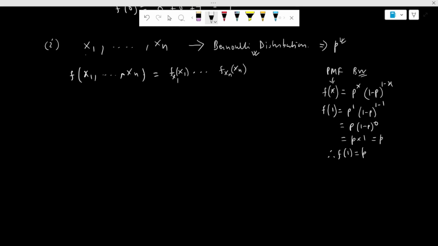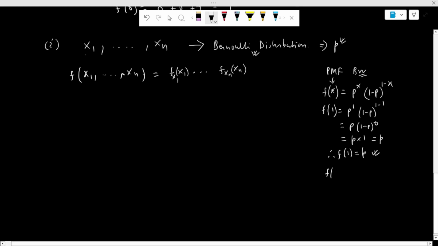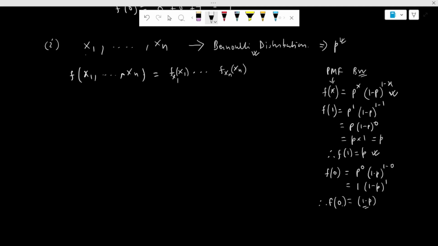So the probability of success is p. Similarly, let us calculate the probability of getting failure. The probability of getting failure is 1 minus p. So this is the probability mass function for the Bernoulli random variable.